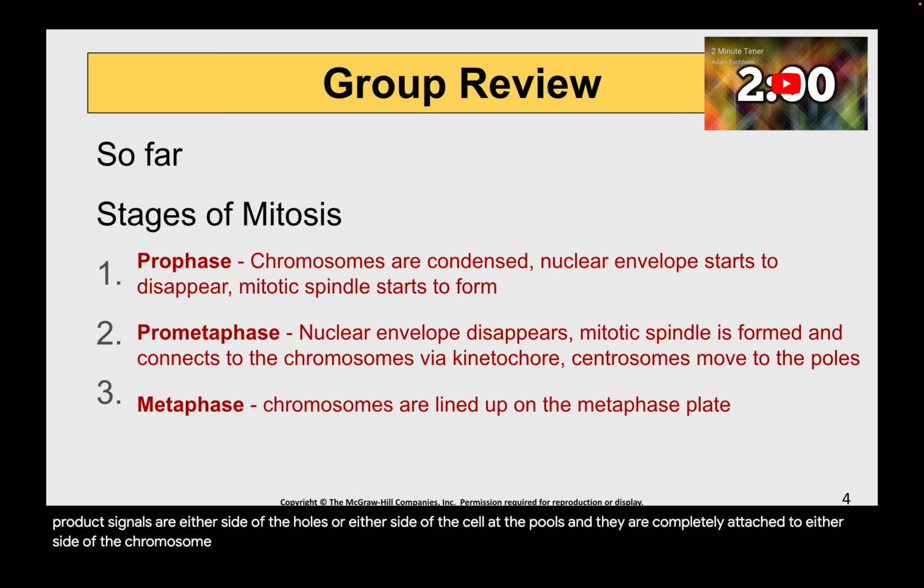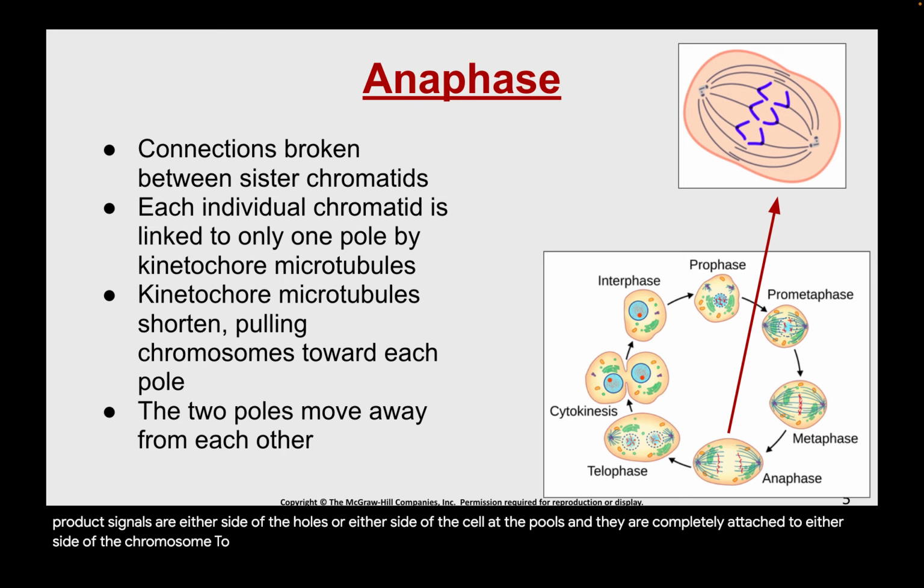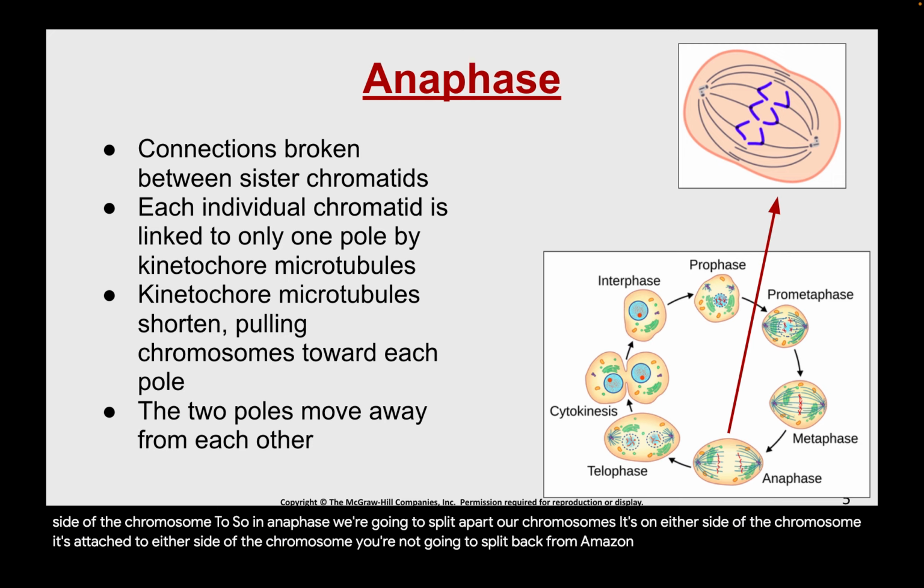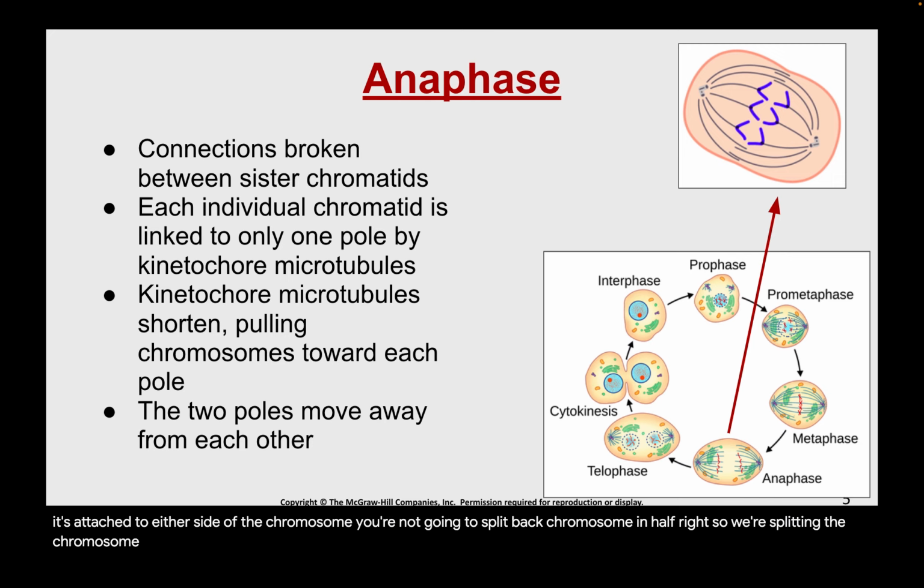All right, so let's move on to anaphase. In anaphase, we're going to split apart our chromosomes. Right? So at this point, we have the mitotic spindle on either side of the chromosome, attached to either side of the chromosome. You're now going to split that chromosome in half. Right, so we're splitting the chromosome and we're separating out those sister chromatids, which are either side of the chromosome.